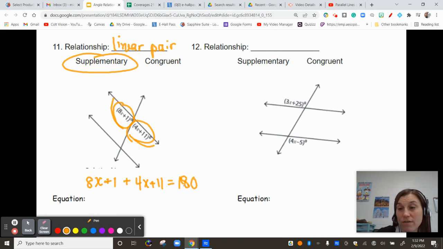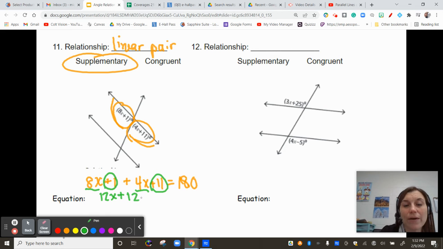Now, to solve this equation, it's not simple yet, so I have to simplify it so it's just two steps. I'm going to combine like terms. I'm going to put my x's together. When they're on the same side of the equal sign, I can just add them together. So 8x's and 4x's is 12x's, plus, and I'm going to put my constants together. I'm adding 1 and 11 to get 12. So now I have 12x plus 12 equals 180.